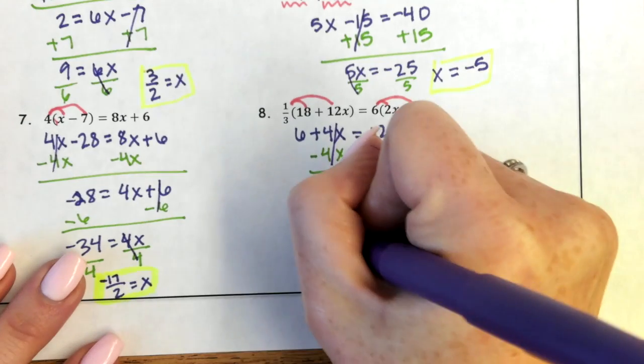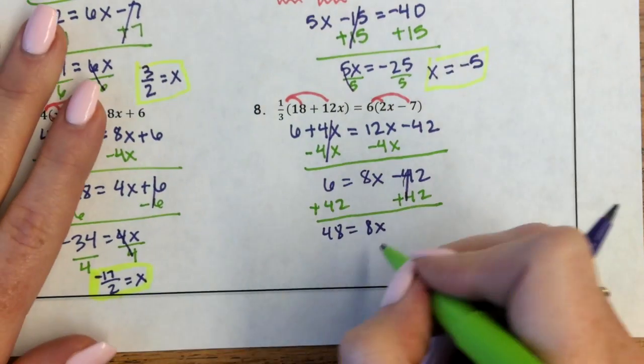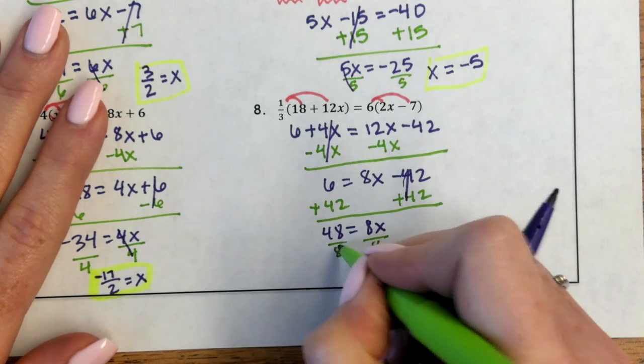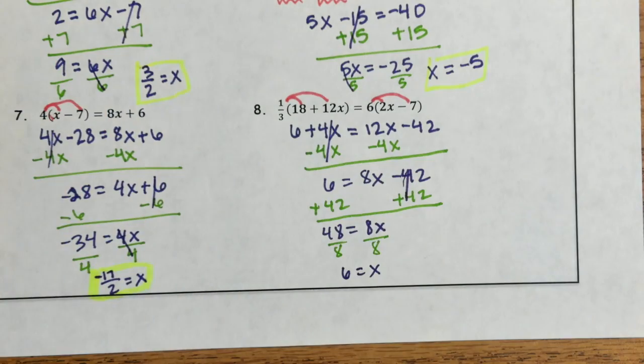6 plus 42 is 48 equals 8x. Then I'm going to divide by 8 on both sides, and I get 6 equals x. And that's your answer.